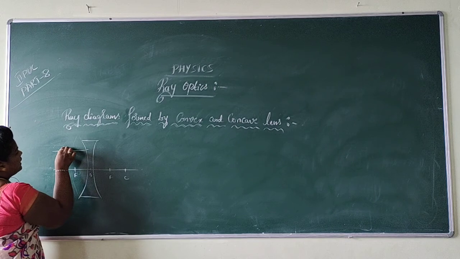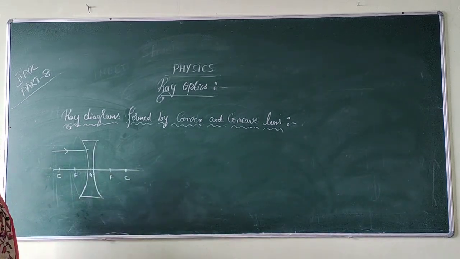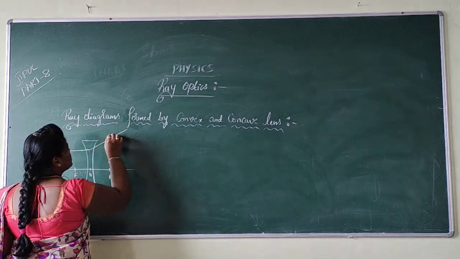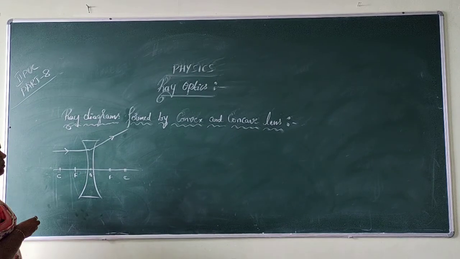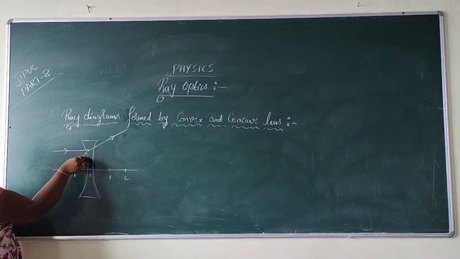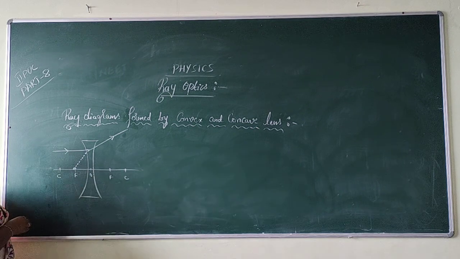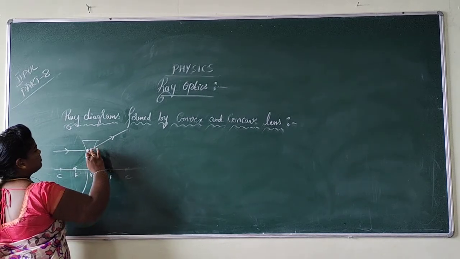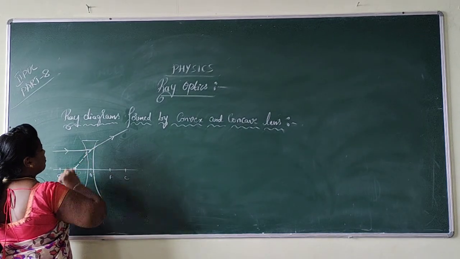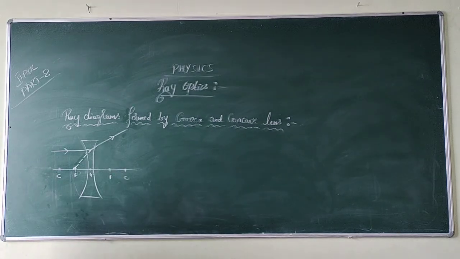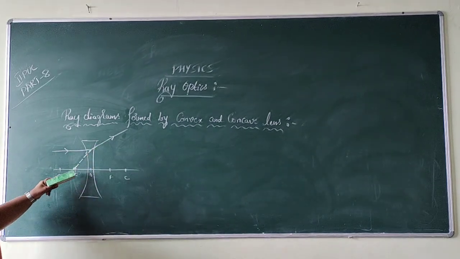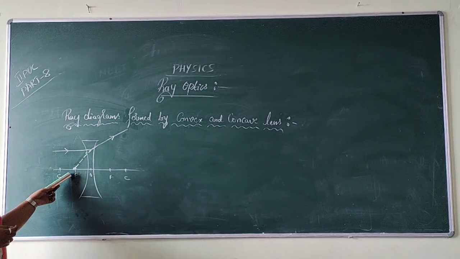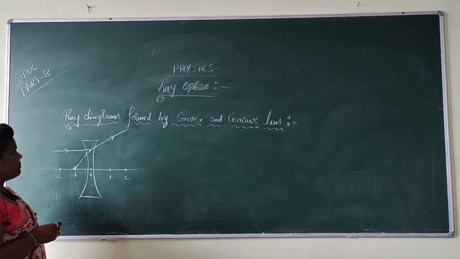If a parallel beam of light is incident on the concave lens, you know that a concave lens is a diverging lens. It refracts and diverges the incident beam of light. It means if I extend this refracted ray backward, it meets at the principal focus. The ray appears to be coming from the principal focus. The dotted line represents that the ray does not actually meet anywhere, so the concave lens always forms a virtual image.